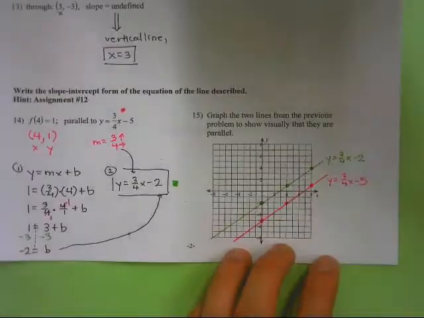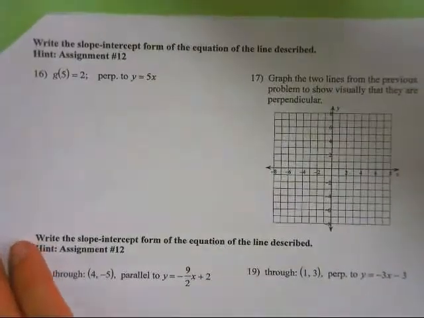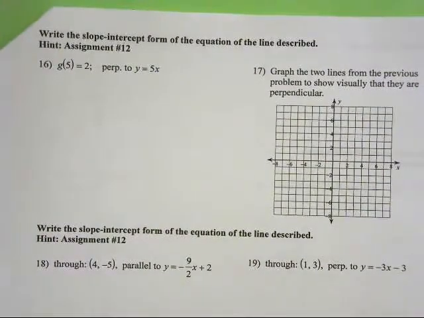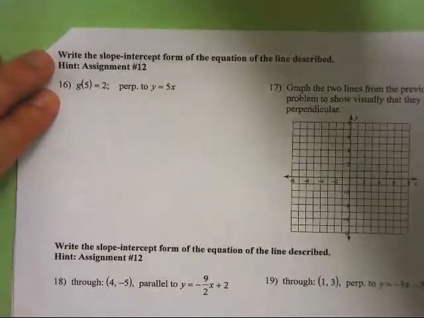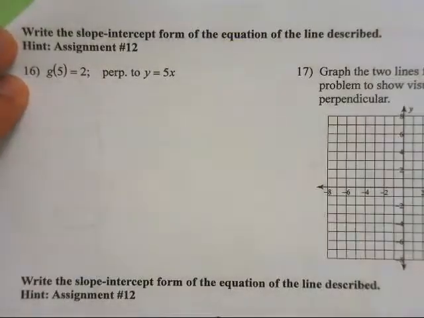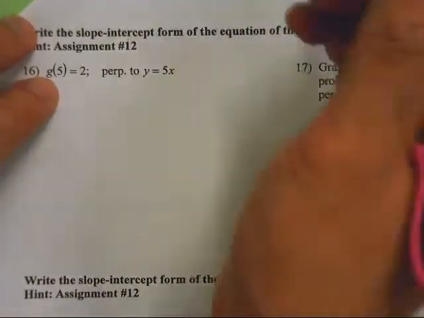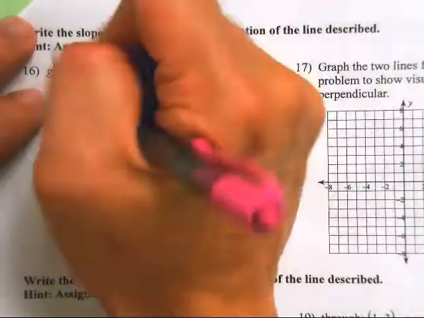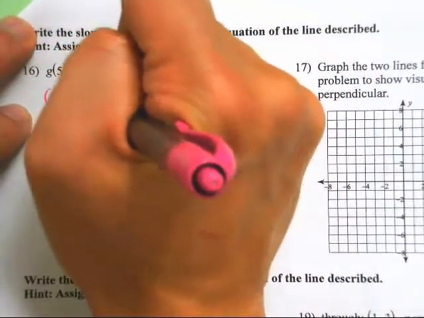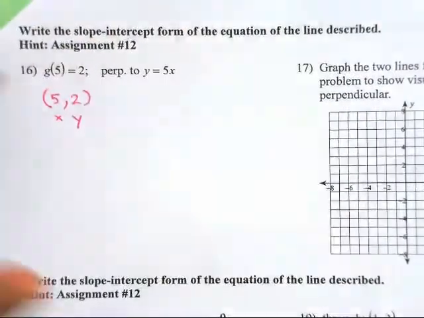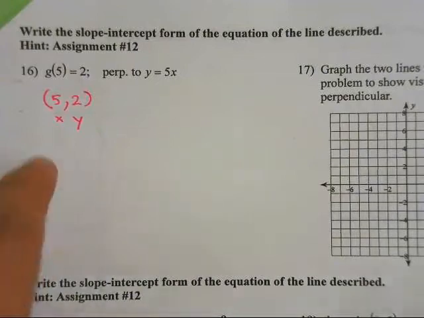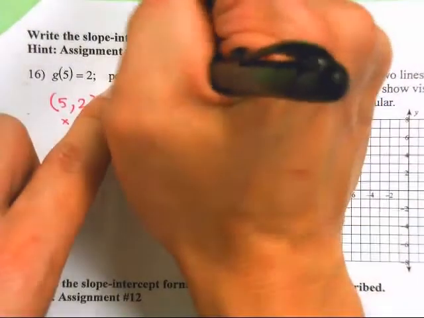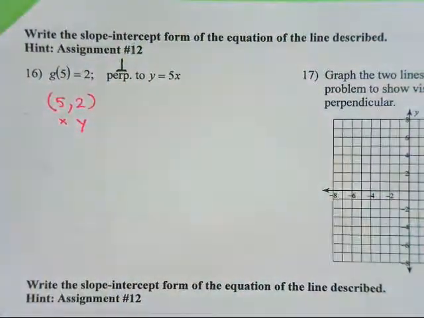Okay, let's do some of the main ideas for page 3. Number 16, I'm going to do it partially, but not all of it. We have in function notation g of 5 is equal to 2. Again, if you need to rewrite it, it'll be 5 comma 2. What does perp mean? Perpendicular.